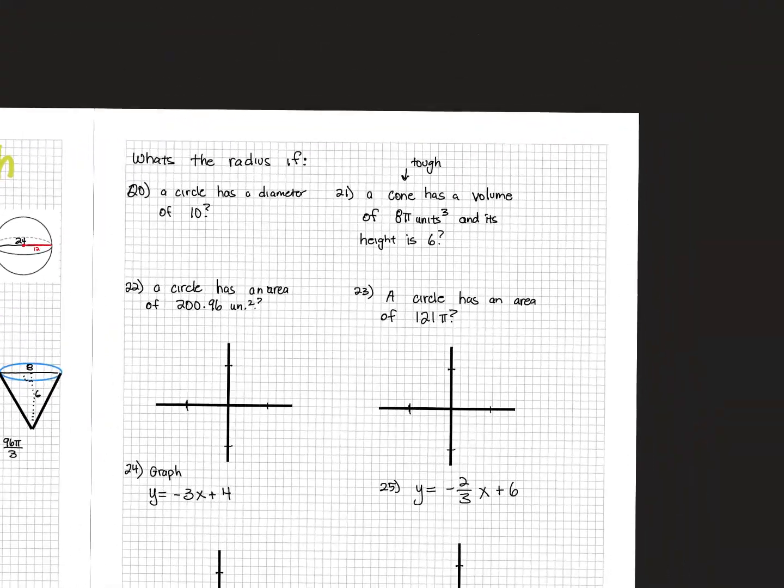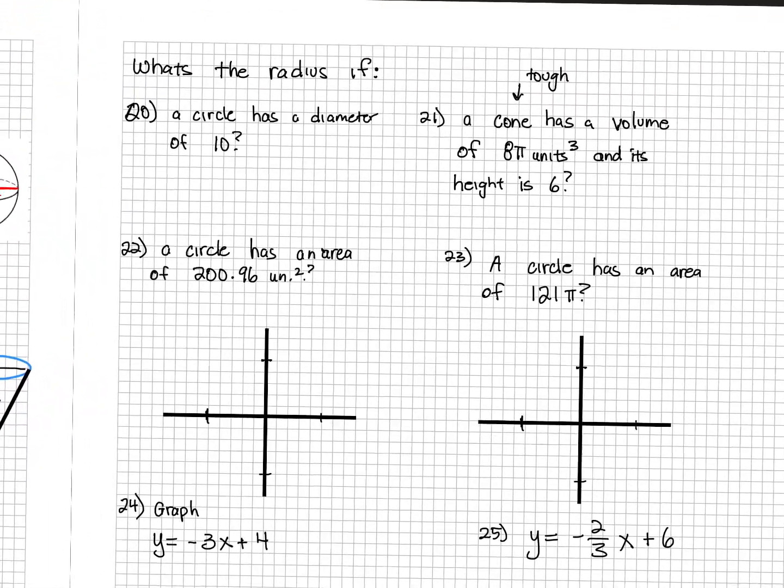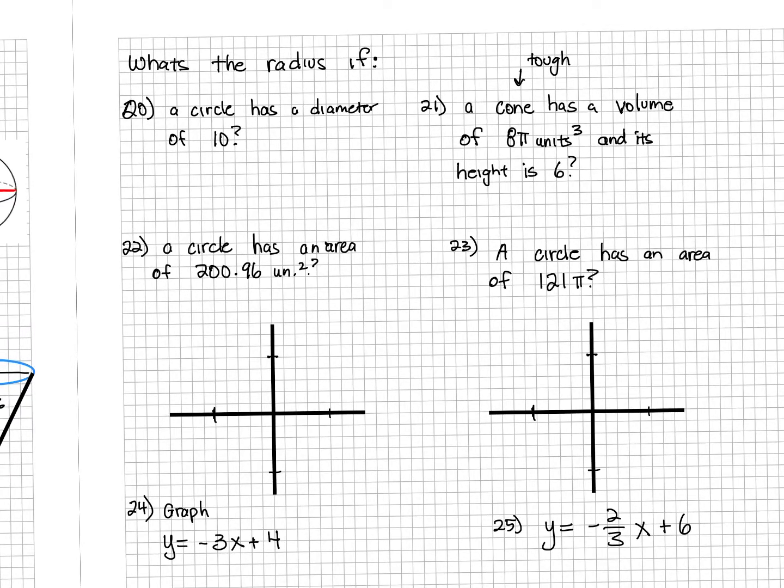All right, page 2. Let's see, what is the radius of a circle if a circle has a diameter of 10? Well, that should be pretty easy. If its diameter is 10, you should know how big the radius is. All right, this one's tough.